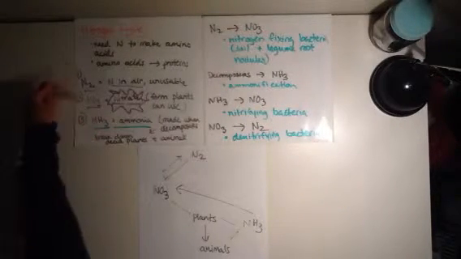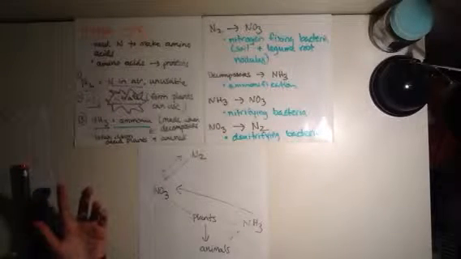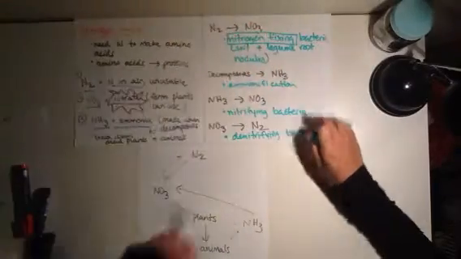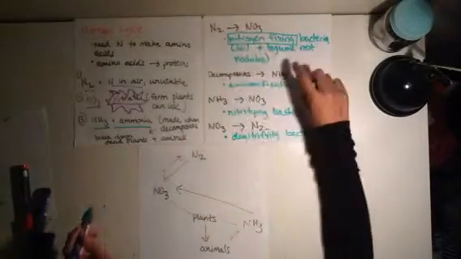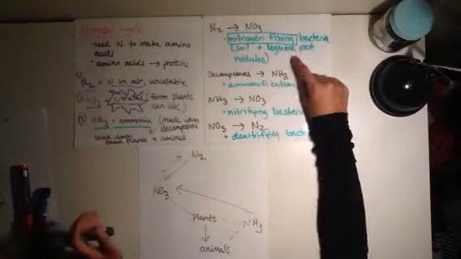Now, you can change from one form to the other, and to change from one form to the other requires a type of bacteria. So there's basically three main types that you need to know about. If you're going from nitrogen in the air to nitrates, that is done by nitrogen fixing bacteria. So nitrogen to nitrates is nitrogen fixing bacteria, and we find those bacteria in the soil and in the root nodules of legume plants.